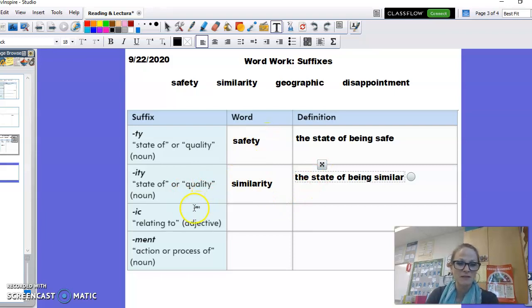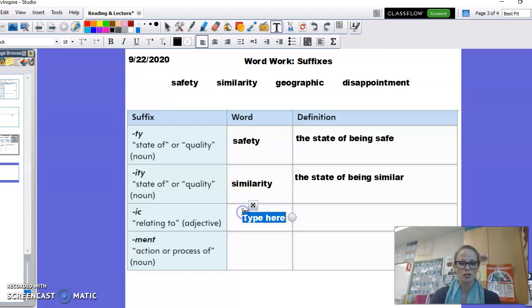Our next suffix that we're working with is ic. Ic. And that means relating to, all right? So geographic. I have that suffix ic. My root word here, we actually changed a little bit. The root word here is actually geography, but we took off that y and added ic to change it from geography, which is the study of the earth or rocks or things like that pertaining to the earth. And we're changing that to relating to geography.